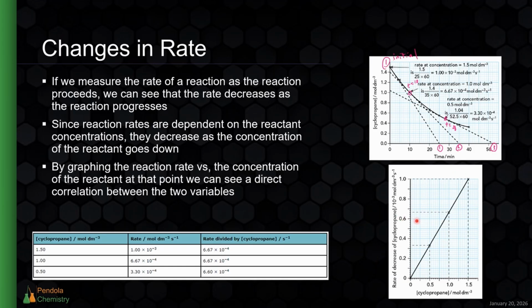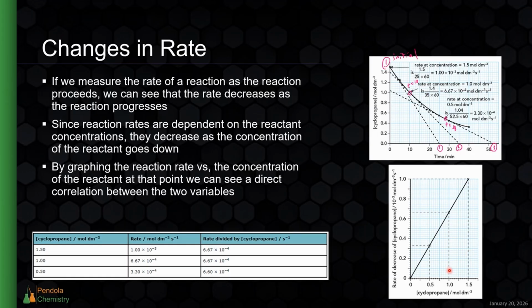So this is a different graph, and you have to be very careful with the y and x axis and their labeling. This graph we were looking at earlier is a cyclopropane concentration versus time graph. So concentration of reactant versus time. The slope of that line is the rate. This right here is the rate of decrease of cyclopropane, meaning the rate of this reaction according to cyclopropane versus the concentration of cyclopropane. So we can see in this graph that as the concentration of cyclopropane is higher, so is the rate of the reaction, which is on the y-axis.